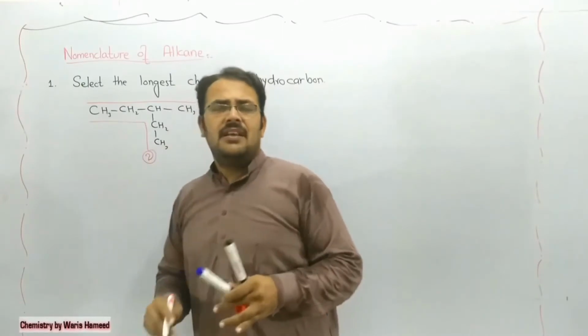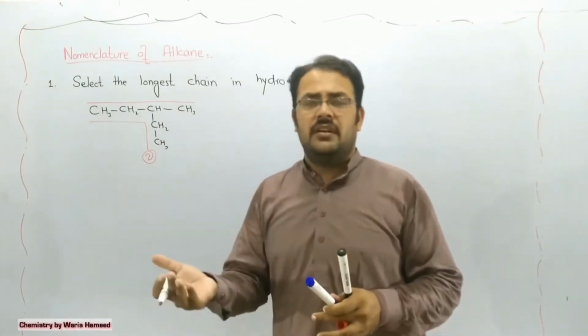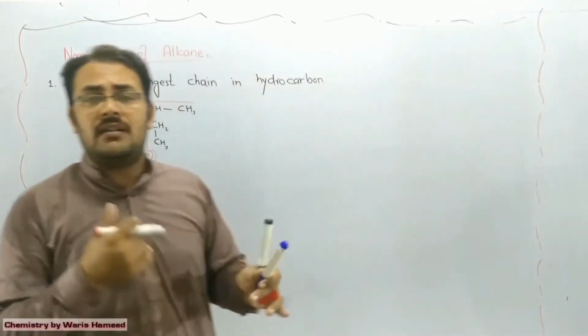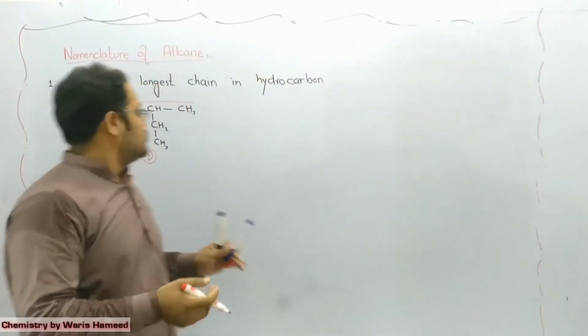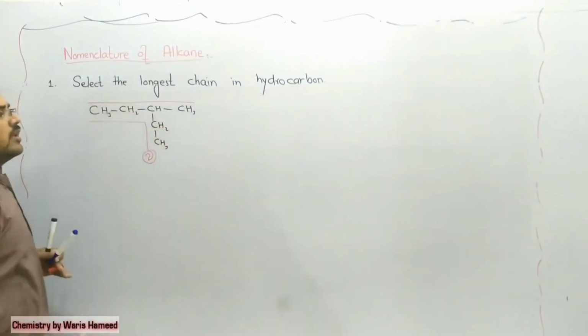It does not matter how it is turned or whether it goes straight. Just keep in mind that there should be a large number of carbon atoms. So in this case, this will be the parent chain of the hydrocarbon.